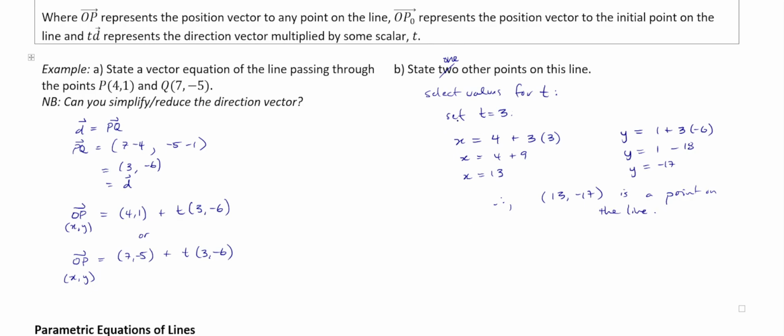Okay, if you wanted to do another one, you could just say set t is equal to 1. You don't have to necessarily break it up this way. What you could say is OP is equal to 4 comma 1 plus 1 times 3, negative 6. So instead of breaking it up into its individual components, we can just say it like this. Okay, so 4 plus 3, that's going to be 7.